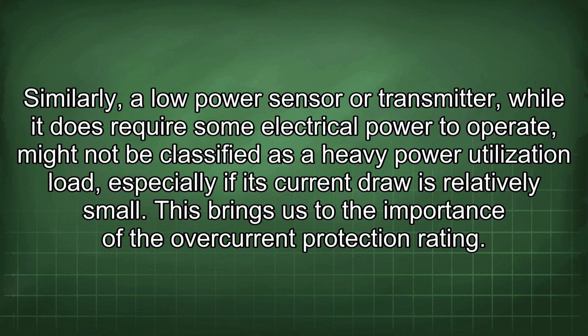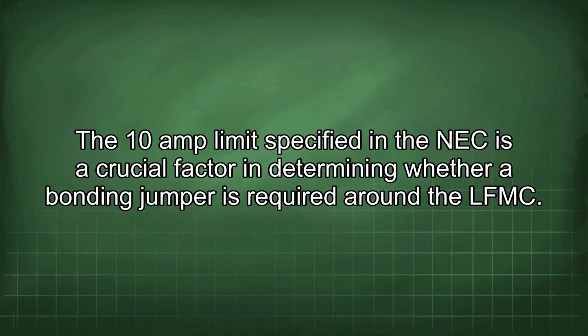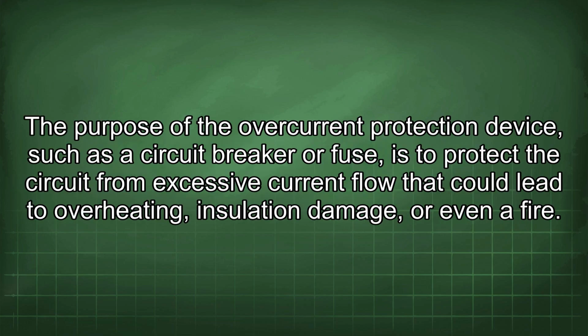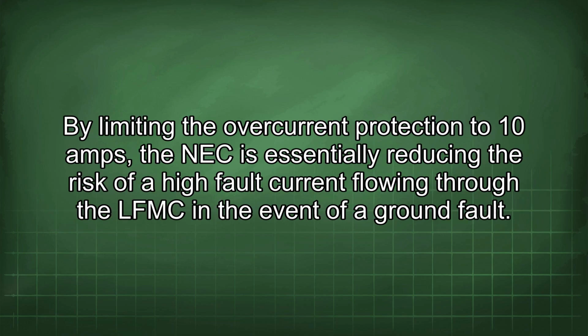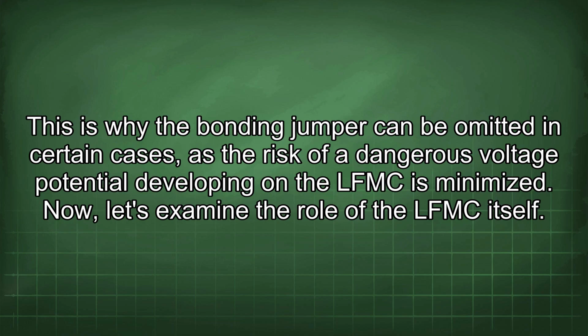This brings us to the importance of the overcurrent protection rating. The 10 amp limit specified in the NEC is a crucial factor in determining whether a bonding jumper is required around the LFMC. The purpose of the overcurrent protection device, such as a circuit breaker or fuse, is to protect the circuit from excessive current flow that could lead to overheating, insulation damage, or even a fire. By limiting the overcurrent protection to 10 amps, the NEC is essentially reducing the risk of a high fault current flowing through the LFMC in the event of a ground fault. This is why the bonding jumper can be omitted in certain cases, as the risk of a dangerous voltage potential developing on the LFMC is minimized.